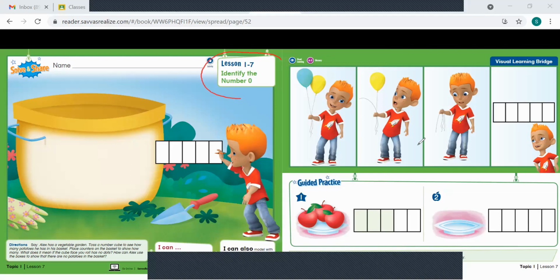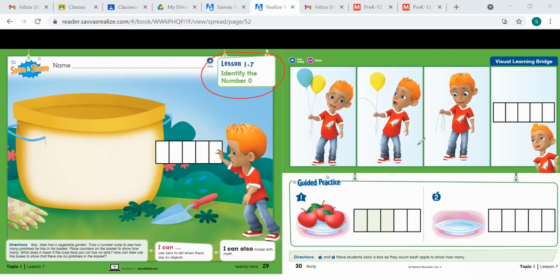We are on lesson 1-7. Identify the number 0. We will use 0 to tell when there are no objects. 0 is a number that tells how many objects there are when there are none. You've already used numbers 1 to 5 to tell how many.